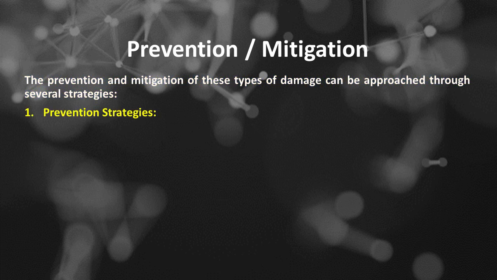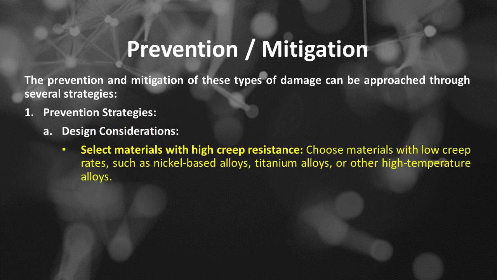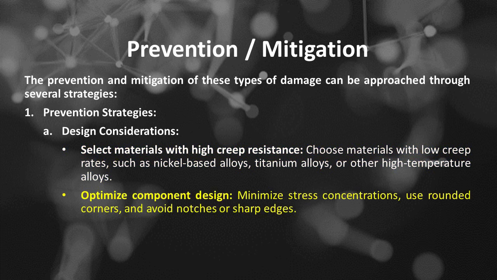Now let's see the prevention strategies. The first of prevention strategies is design considerations. Select materials with high creep resistance. Choose materials with low creep rates, such as nickel-based alloys, titanium alloys, or other high-temperature alloys. Optimize component design. Minimize stress concentrations, use rounded corners, and avoid notches or sharp edges.